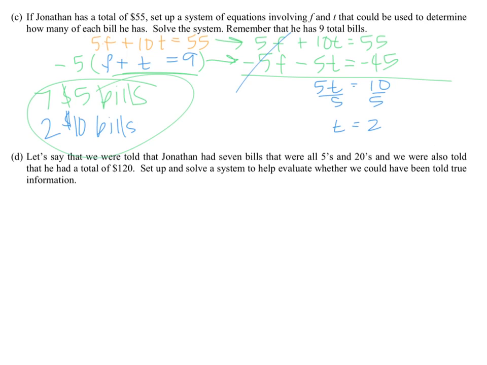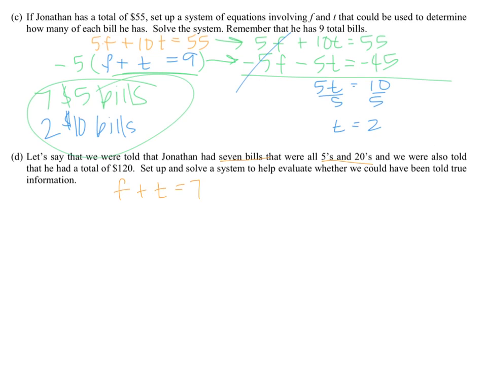So let's say that we were told that Jonathan had 7 bills that were all 5s and 20s, and we were also told that he had a total of $120. So we're going to use the same type of information that we used up above to determine if we were told that it was true information. So 5s and 20s, so 5s plus 20s equal 7 bills.